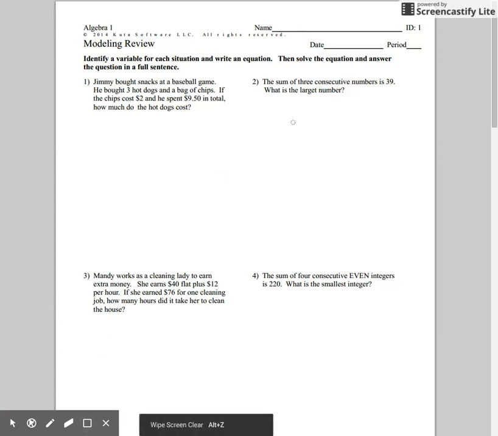So how to do that? And so the sum means if we add them, right? So if we add one number after the other, the sum of the 3 numbers is 39. So this is something you should get in the habit of solving, is consecutive problems, because they ask them a lot.